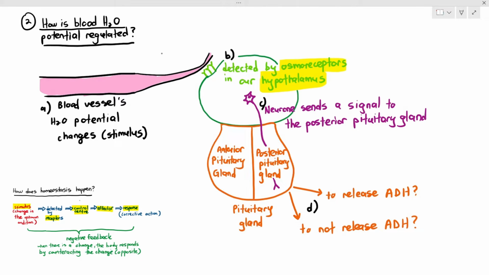And a common mistake that students make here is they always say that the posterior pituitary gland produces ADH. That is wrong, by the way. In the exam, you have to write it as release ADH or not release ADH.